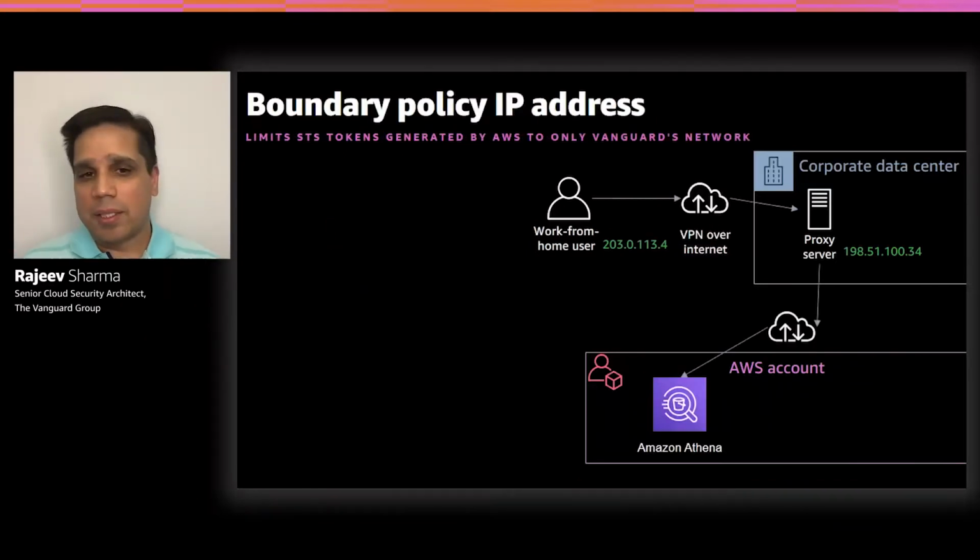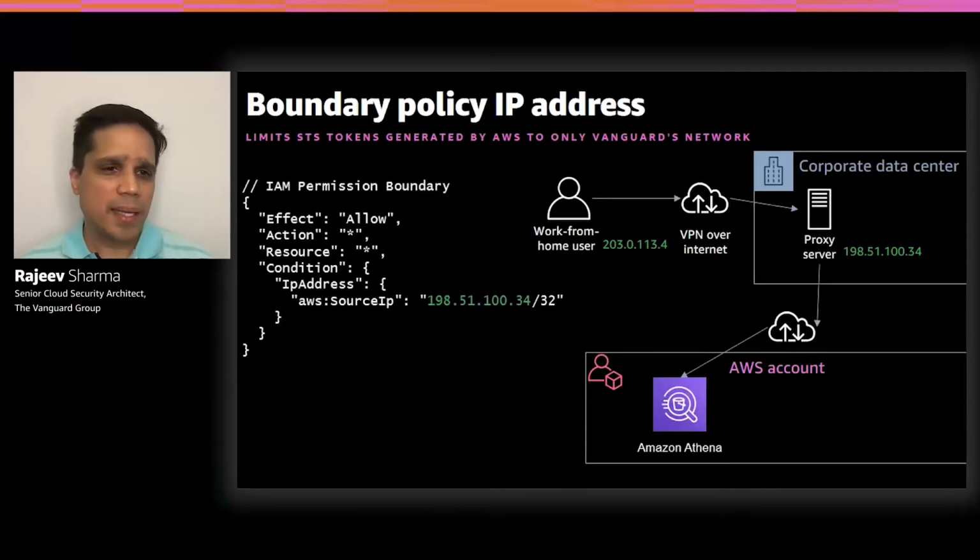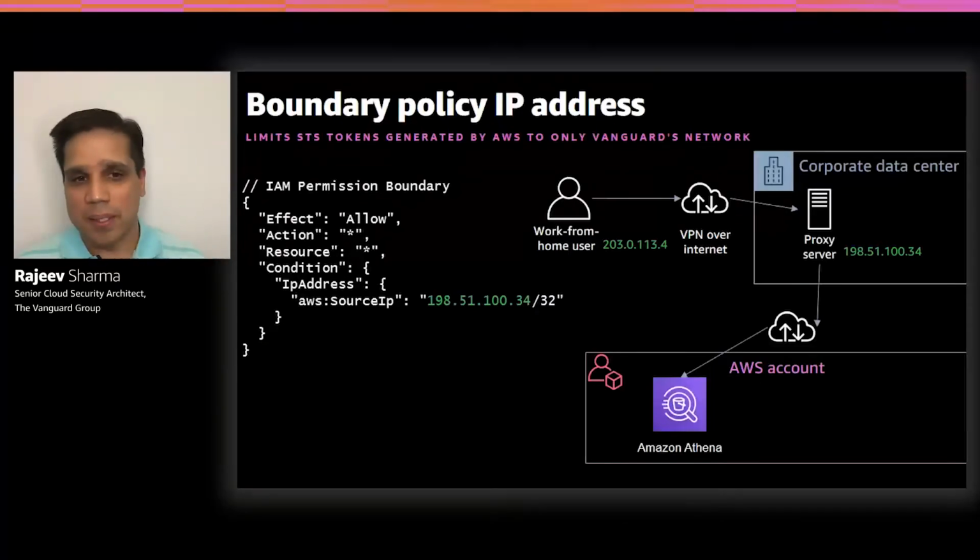So how do we ensure that this path is continuously followed? We limit the STS tokens that are generated by AWS to only the Vanguard network. And we do this by creating an IAM permission boundary policy. This boundary policy really is showing that it's going to allow any action and resource so long as it's coming from this IP address, basically our secure stack. One thing to note is that boundary policies do not grant permissions, they only set up the boundary. So the corresponding IAM permissions that the user has are still in effect.